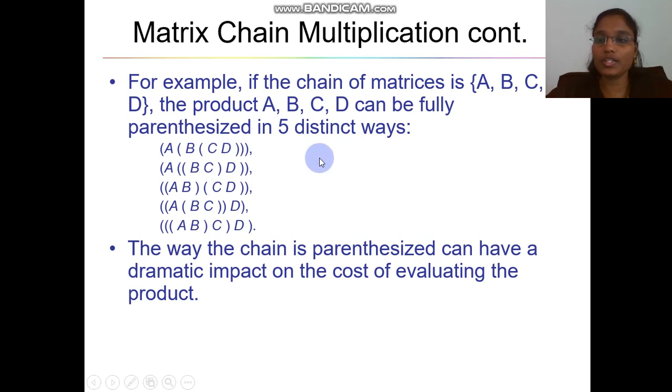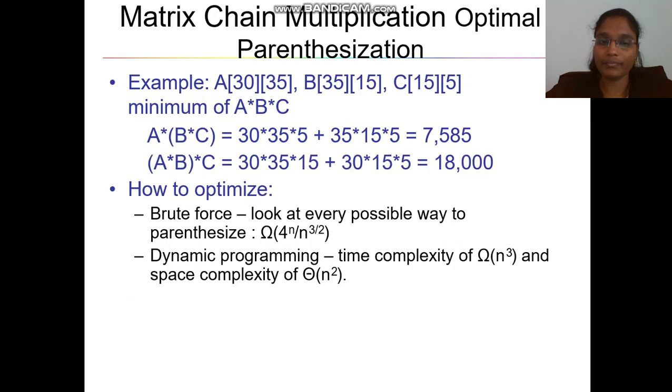The way in which this chain is parenthesized has a dramatic impact on the cost of evaluating the product. For example, when the number of dimensions of an array is larger, it brings out a dramatic cost when we do the multiplication. So the parenthesizing is very important here. See here, there are only 3 matrices A, B and C. Since this is associative, either we first do B into C and then multiply with A, or first A into B and then multiply with C.